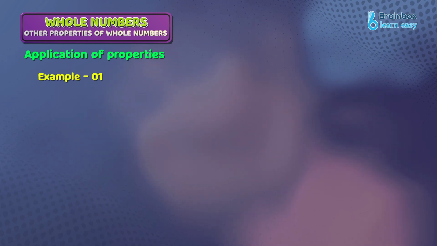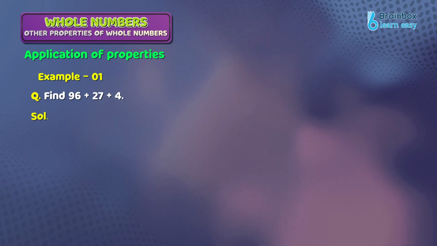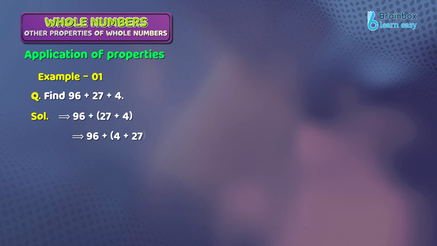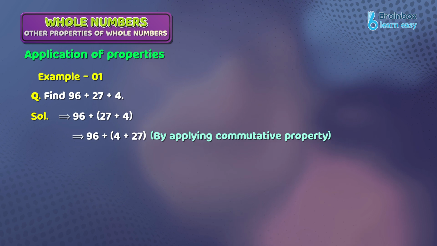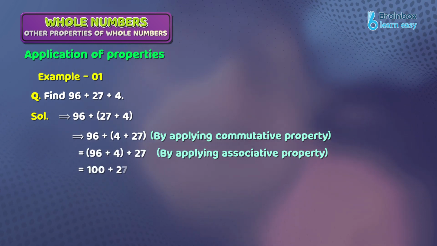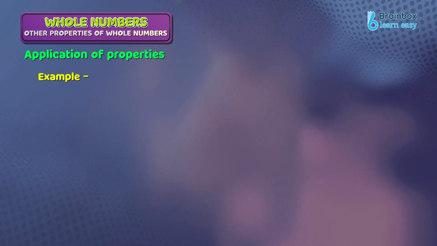Example 1. Find 96 plus 27 plus 4. Solution. We can group 27 and 4 to begin with. That gives 96 plus, open brackets, 4 plus 27, close brackets. We have applied the commutative property in this case. Now, we will be applying associative property. 96 plus 4 plus 27. That gives us 100 plus 27. The answer is 127.